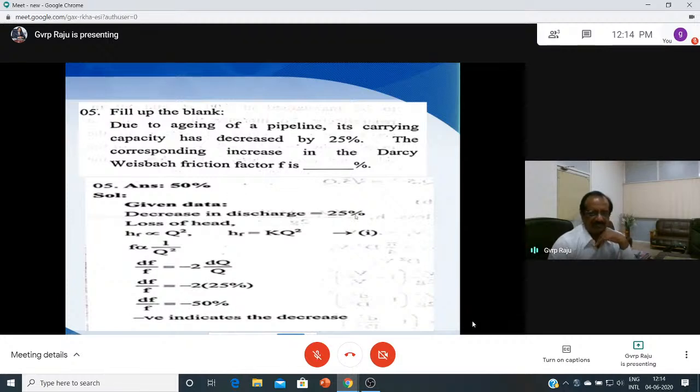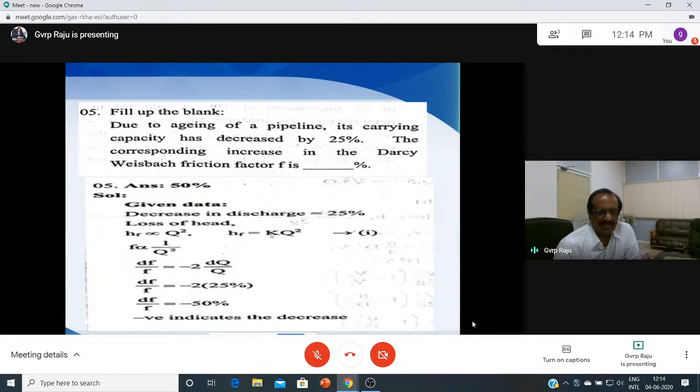So decrease in discharge is 25%. The HF is equal to FLV square by 2gD, head loss due to friction. This is the Darcy-Weisbach equation, HF, head loss due to friction, FLV square by 2gD. So V square means Q square by A square, since V is equal to Q by A. That means Q square. In other words, HF is proportional to Q square.